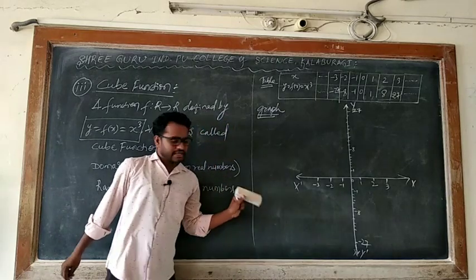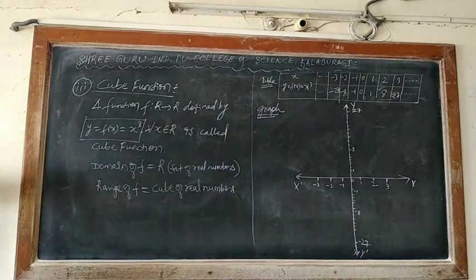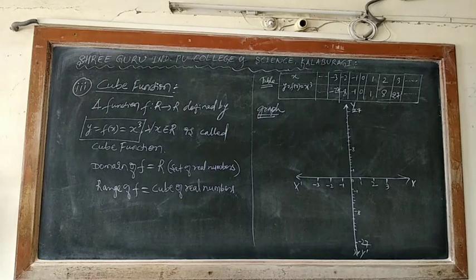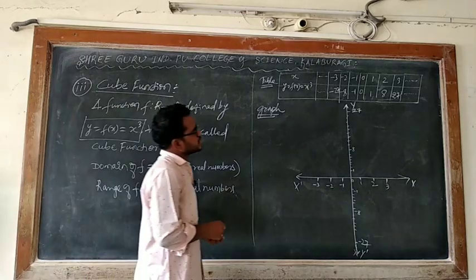Now, according to that, you check what you will get in the graph. When x is 0, y is 0. X is 1, y is 1. X is 2, y is 8. X is 3, y is 27. X is minus 1, y is minus 1. X is minus 2, y is what? Minus 8. X is minus 3, y is minus 27.